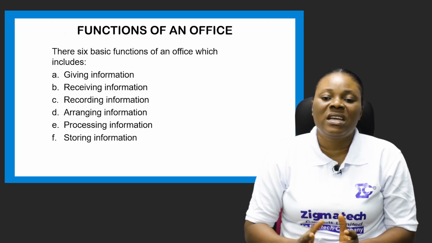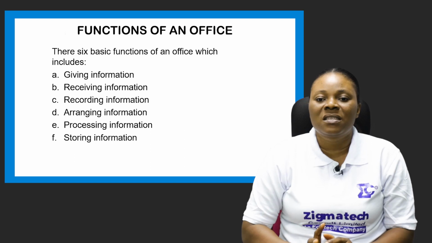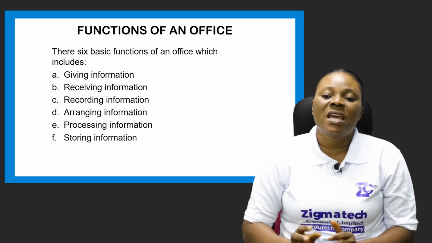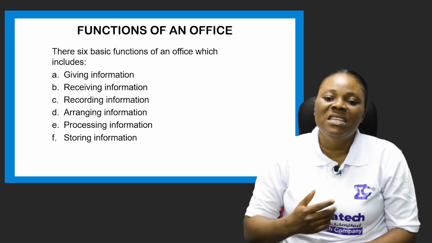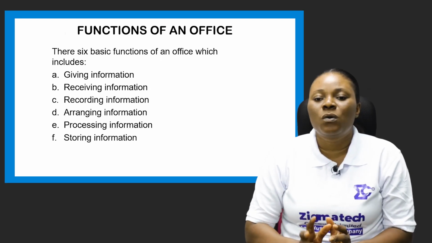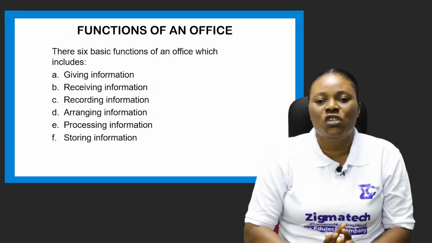And the last one is storing information. Information can be stored in files, can be stored in cabinets. We have file cabinets. It can also be stored in the computer system so that anytime they are in need of it, they have full access to it. So these are the 6 basic functions of an office.